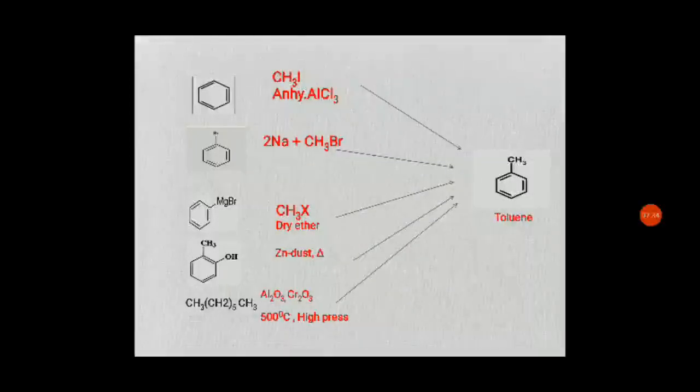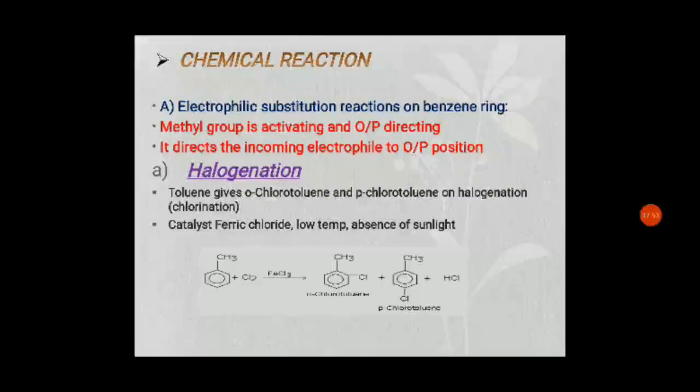Then the last method, that is the fifth method, is from n-heptane. This is the alkane with 7 carbon atoms. Here cyclization and aromatization, that means dehydrogenation, takes place to get toluene. Now let us see what are the chemical reactions of toluene.